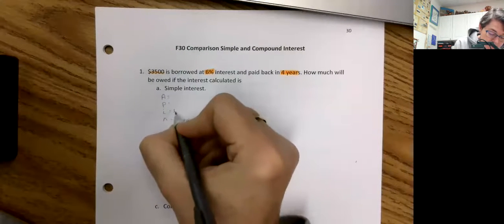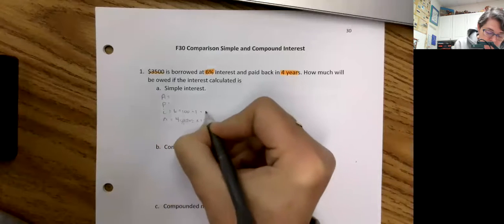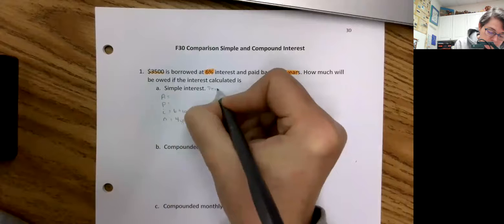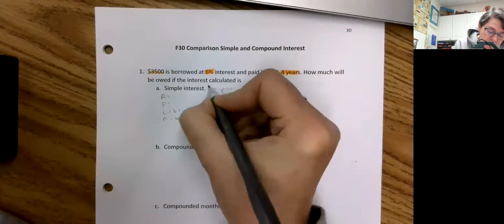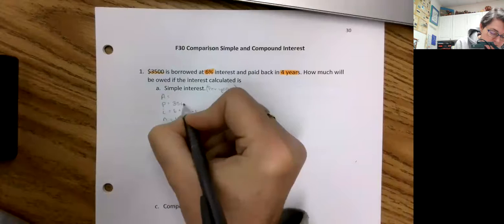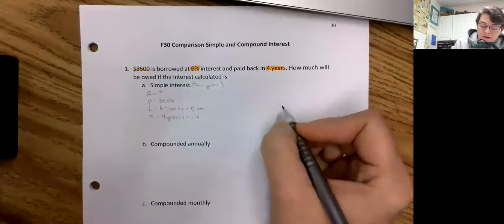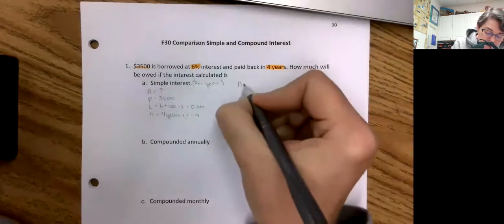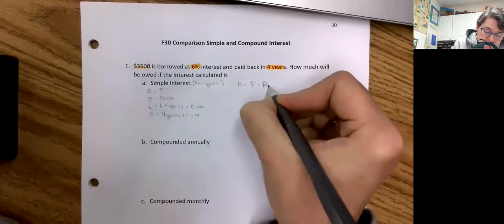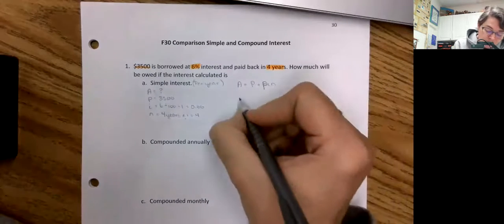So it's 6 divided by 100 divided by 1, 0.06. Remember, simple interest is always per year. Always, always, always. And the principal is $3,500. And we don't know what I owe at the end. All I know is it had better be bigger than 3,500. A is equal to P plus P, oopsies, PIN. Remember, we're talking about simple interest, so we're going back to this formula.